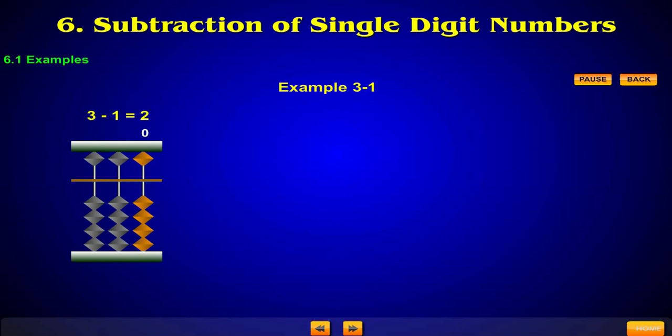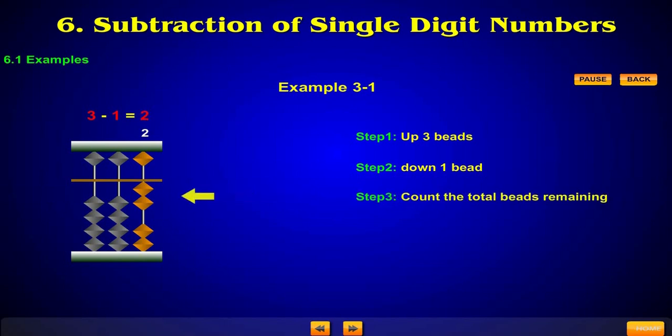Example: 3 minus 1. Step 1. Up 3 beads. Step 2. Down 1 bead. Step 3. Count the total beads remaining.